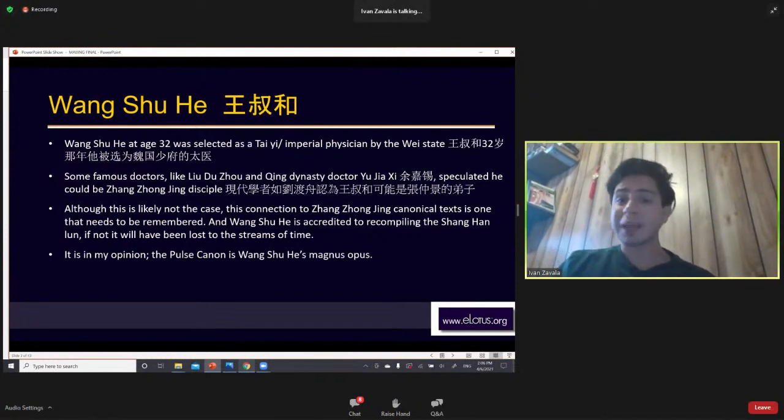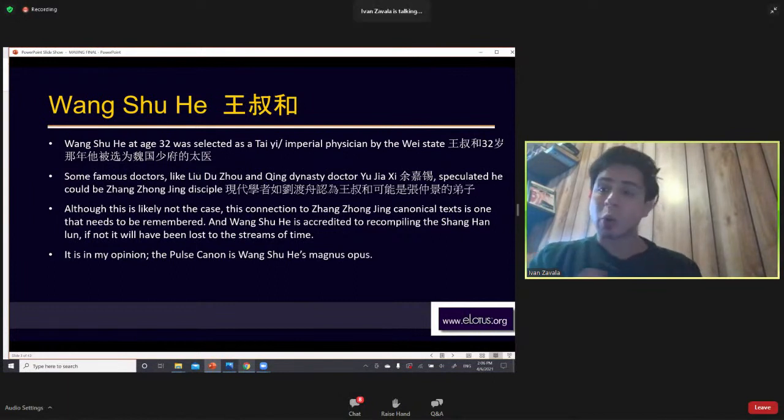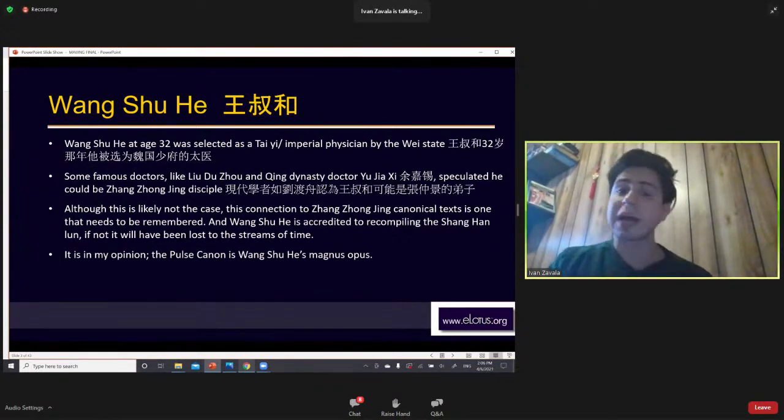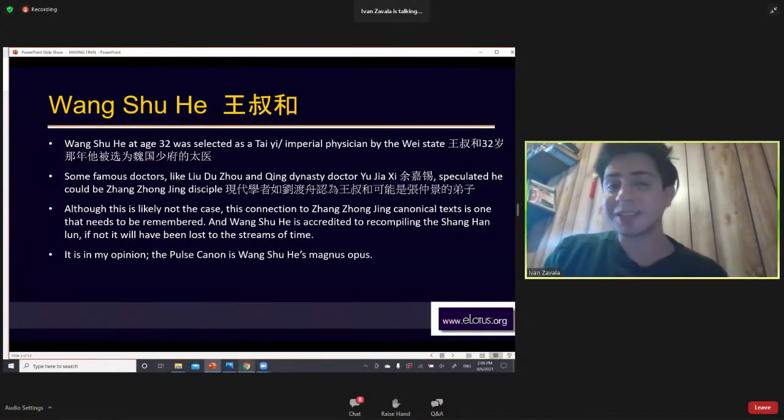So, of course, being an imperial physician, he has access to the imperial library. And so he's going to be able to look throughout this medical library they have and begin to look at the texts and recompile for us different sources. So in that way, he's very unique because he has access to texts that few other doctors at the time had, right? Not everybody was an imperial physician.